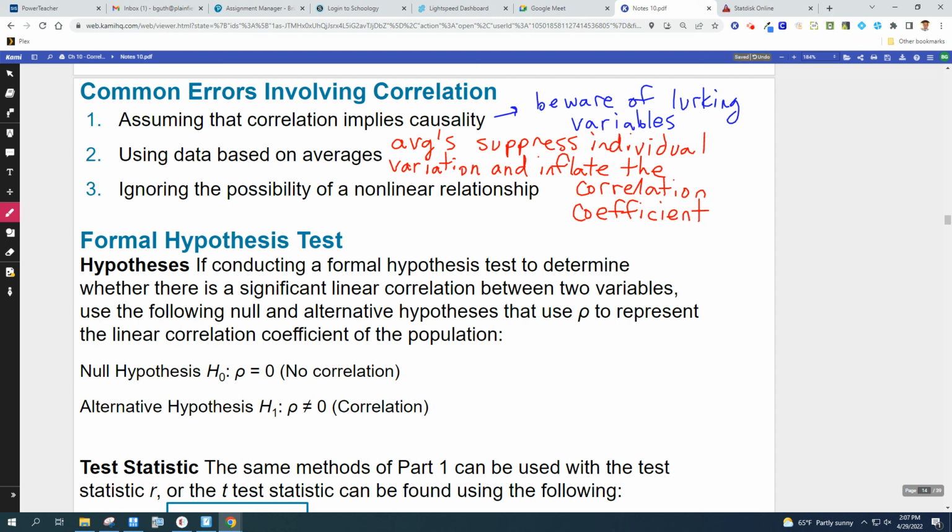And then number 3, ignoring the possibility of a nonlinear relationship. Okay. Could be something else. It could be a parabola shape, a quadratic relationship, or something like that. All right. Now, this is the end of part 1 of the notes. Formal hypothesis test is going to be part 2. I think this is a good place to stop right there at the end of part 1.